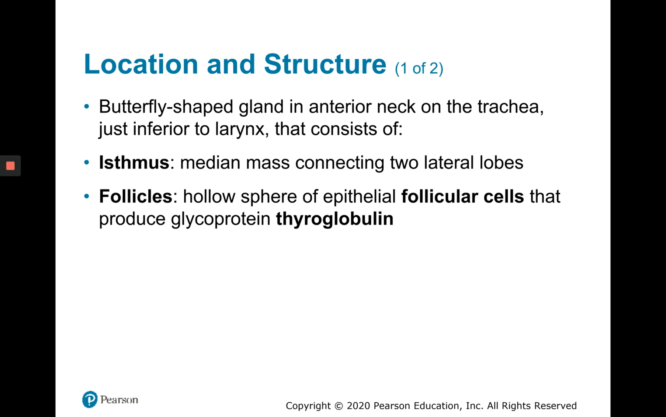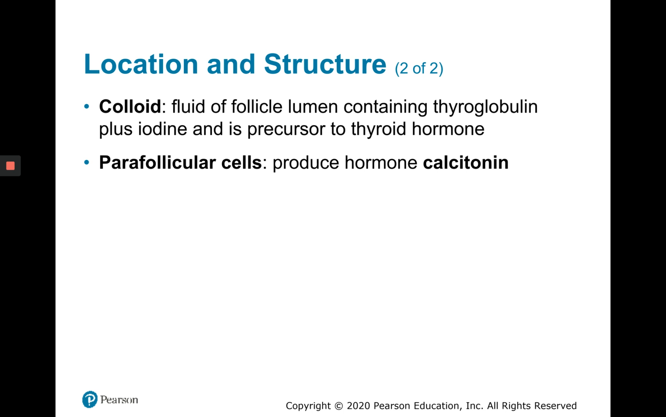inside or within these follicular cells is an open space, a hollow sphere. So these epithelial follicular cells surround this hollow sphere, and this hollow sphere doesn't remain hollow. It actually gets filled with a glycoprotein called thyroglobulin, which is produced by those follicular cells. Colloid is essentially what we're going to call that fluid, but only when the thyroglobulin is mixed with iodine, before they have been combined to create thyroid hormone. So colloid is the fluid in the follicular lumen. It contains thyroglobulin and iodine, not processed yet to create thyroid hormone.